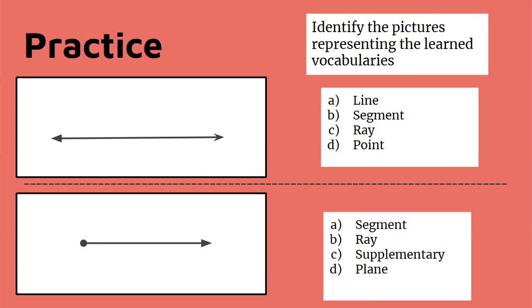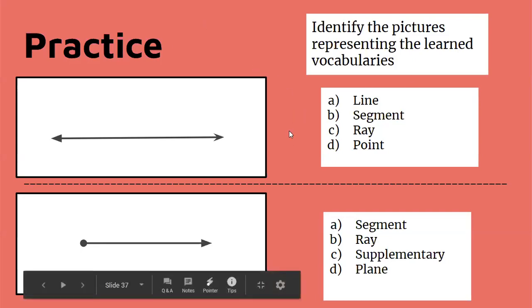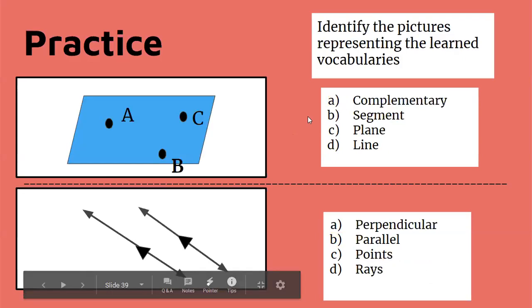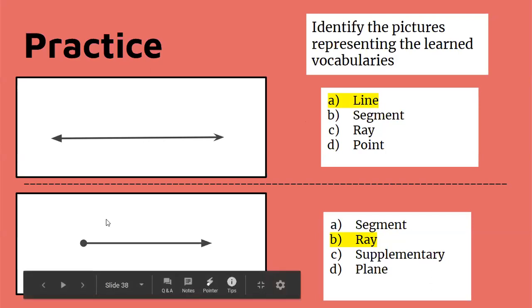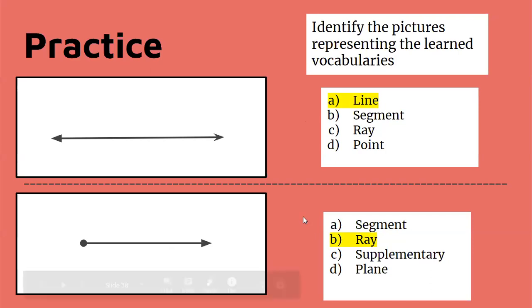All right, what's up? Hello. So you're back after figuring this out. This is pretty easy. The first image we got is a line, because it's a line that stretches in two directions infinitely. And then we got a ray right here, which starts from one point and stretches in one direction. The answer to this should be B, ray.